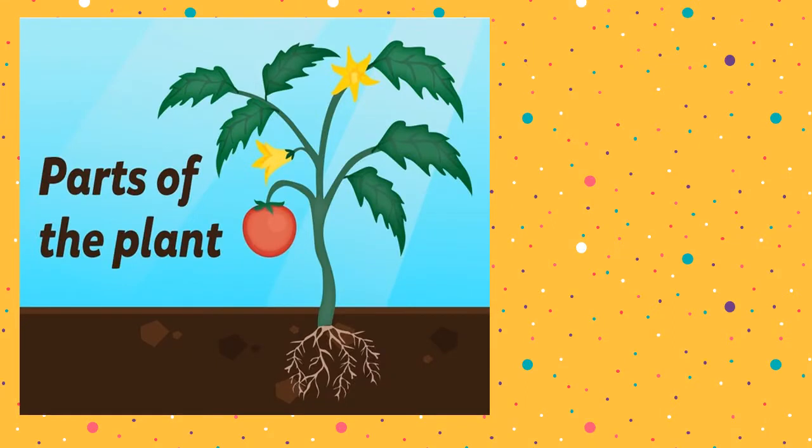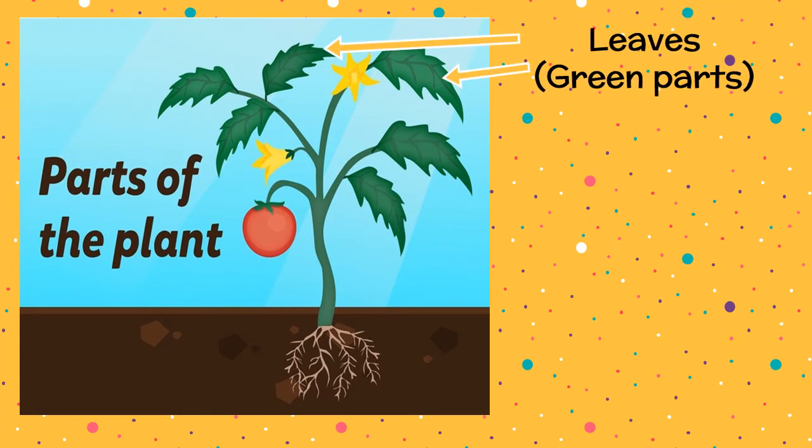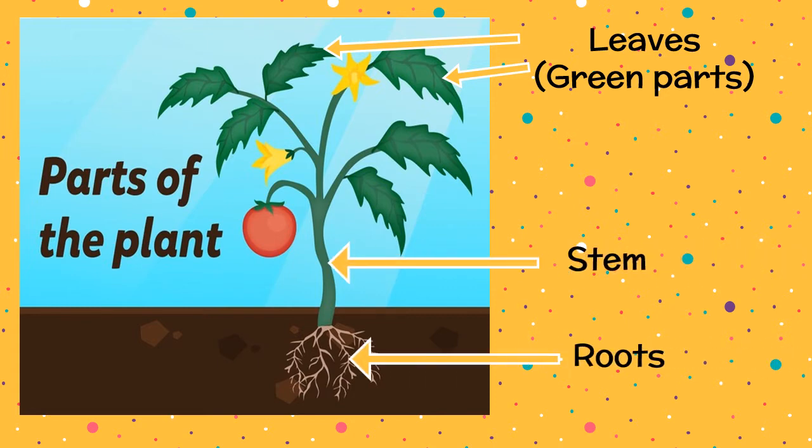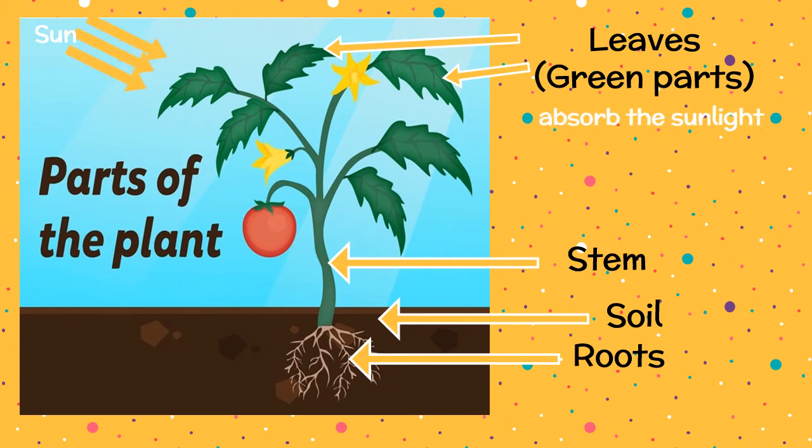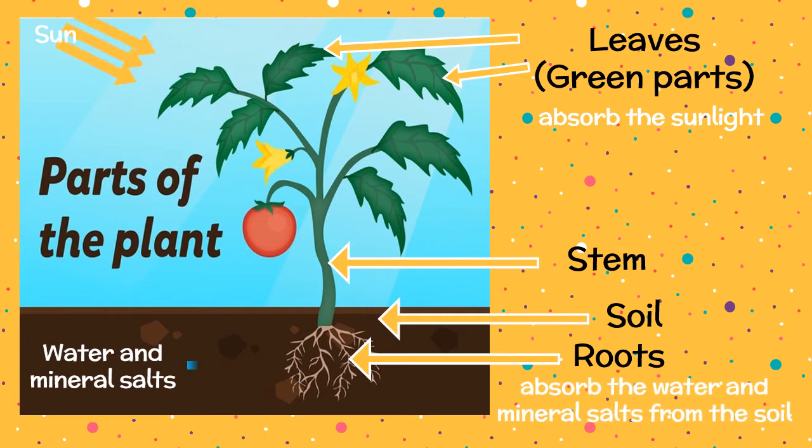Before talking about the photosynthesis process, do you remember what are the parts of the plant? The plant consists of leaves that are called green parts of plant, stem, roots that grow in the soil. The leaves absorb the sunlight. The roots absorb the water and mineral salts from the soil.